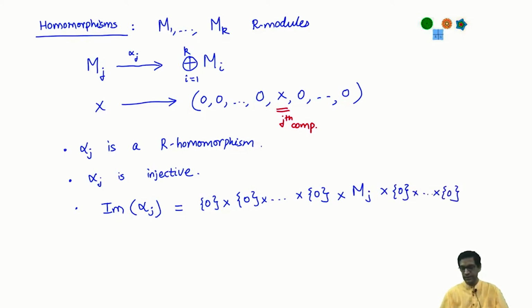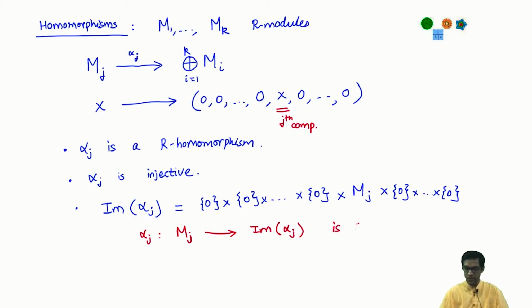Okay, so that's the image of alpha j. Recall the image of a homomorphism is always a submodule. So what does this map alpha j do? It maps Mj injectively, right? It's a one-to-one map, and instead of taking the entire direct sum on the right side, let me just look at this image that I described for you, image of alpha j.